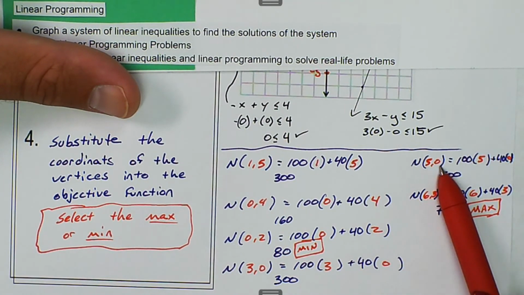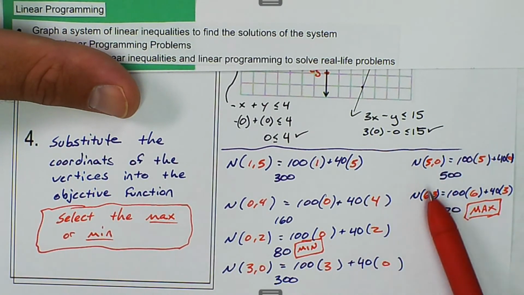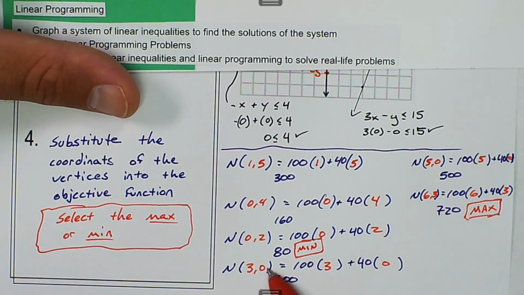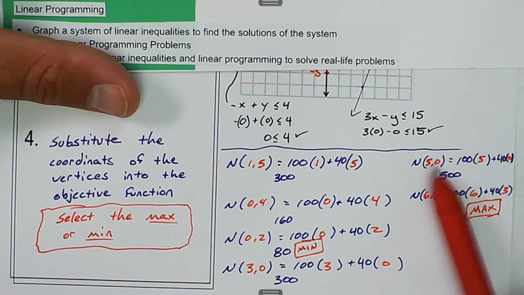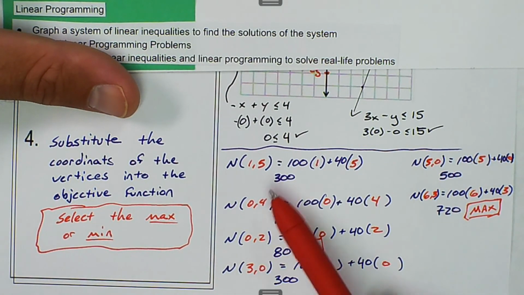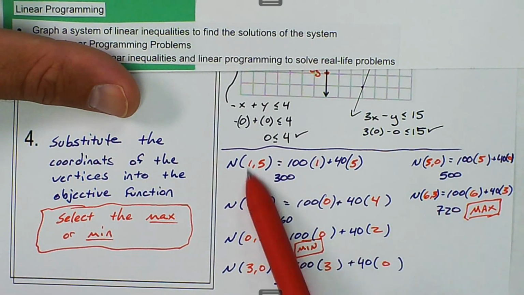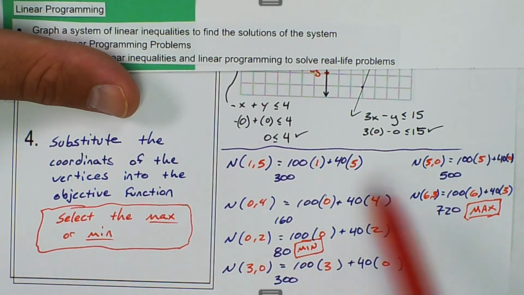Do I have to check 5, 0 and 6, 3? Well, this one is bigger, has both x and y coordinates bigger than this one. Has both x and y coordinates bigger than this one. So I automatically know that this one's going to be bigger than these two, and probably bigger than these two, but because the 5 is a lot bigger than the 3, you might have to check that depending on the weight of each constant.